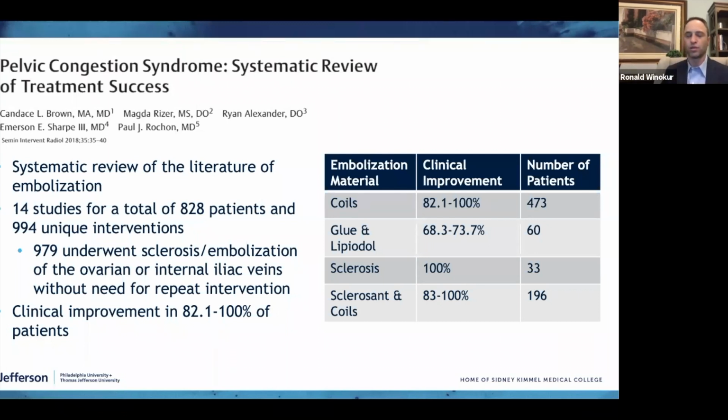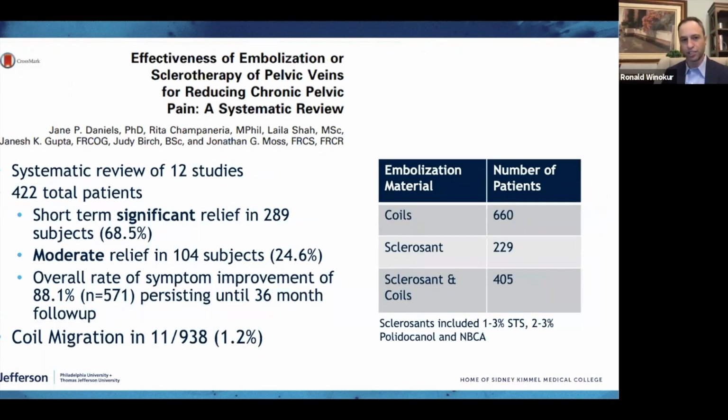But I will suggest that it's probably better that you treat with sclerosing in the pelvic reservoir so that you can treat the entire reservoir and prevent against recurrences, which was not able to be analyzed in these retrospective reviews that are part of this systematic review. Here's another systematic review from another group looking at very similar studies and giving you very similar outcome data as far as the success of ovarian vein embolization.